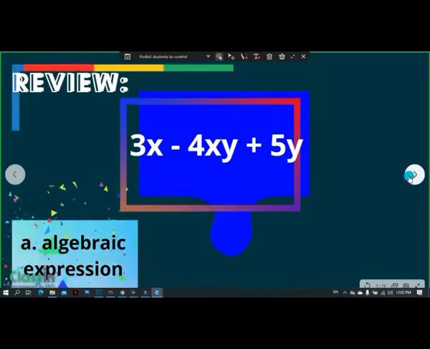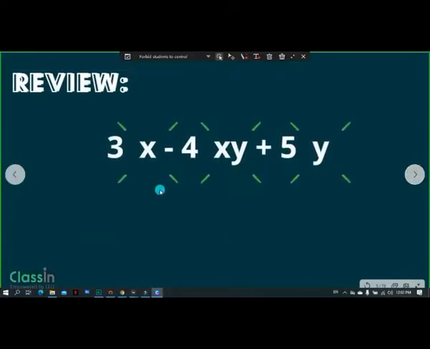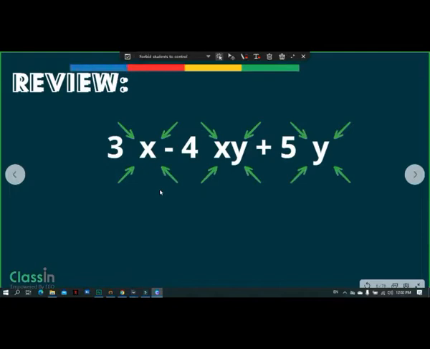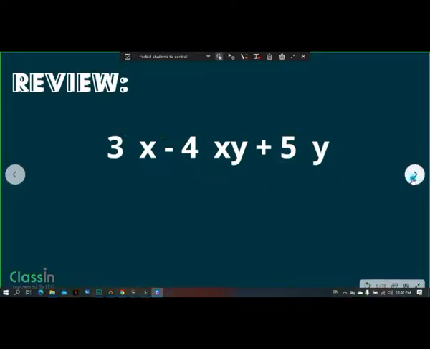Okay? Next. The next question is, we still have 3x minus 4xy plus 5y, but this time, the arrows are pointing sa mga letters. My second question is, how do you call these letters? Again, you have 10 seconds to answer this question. Timer starts now.